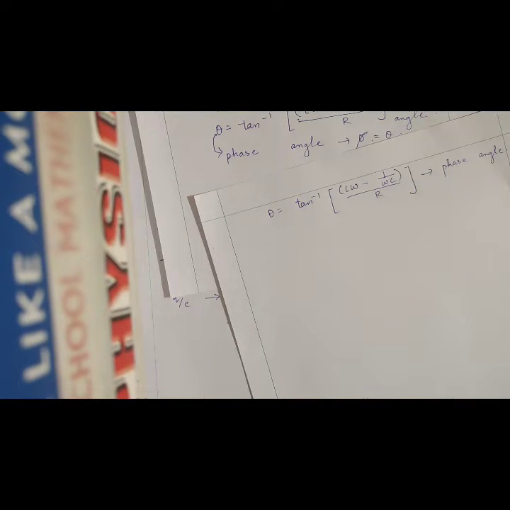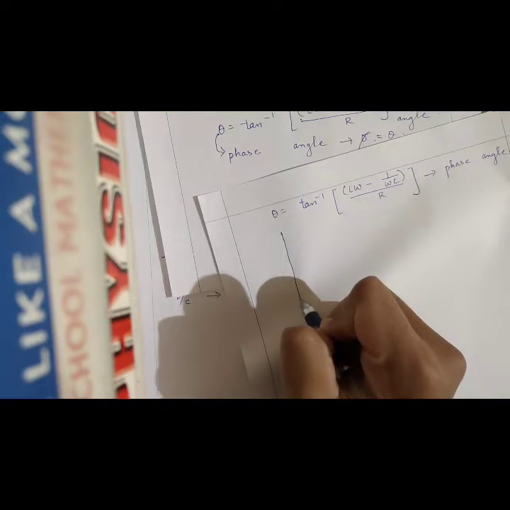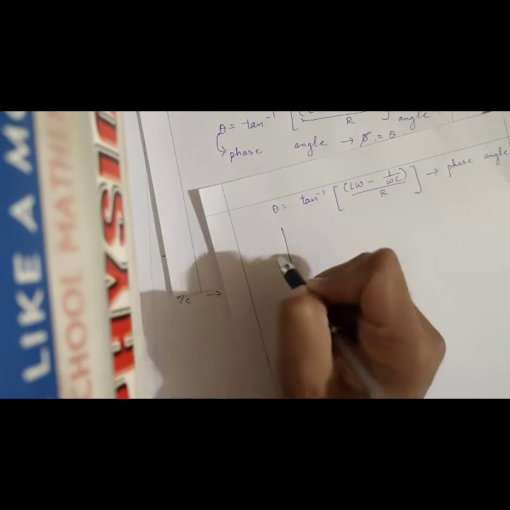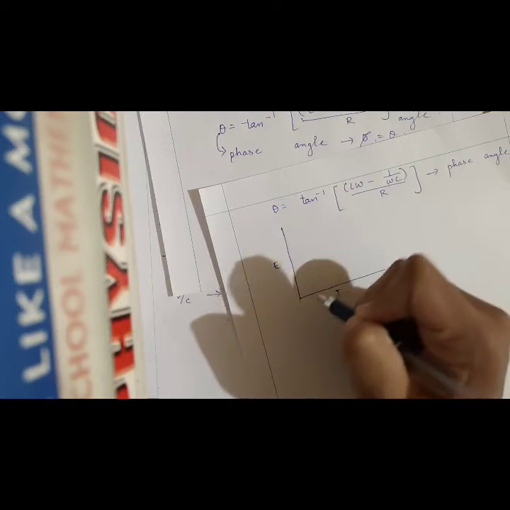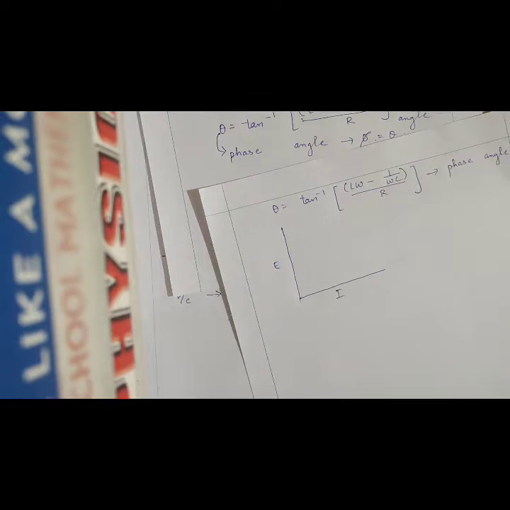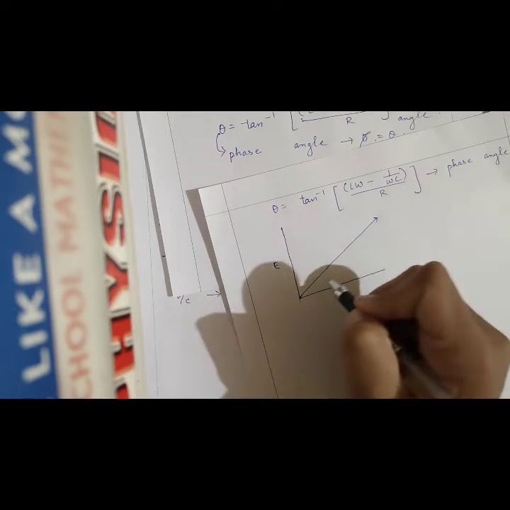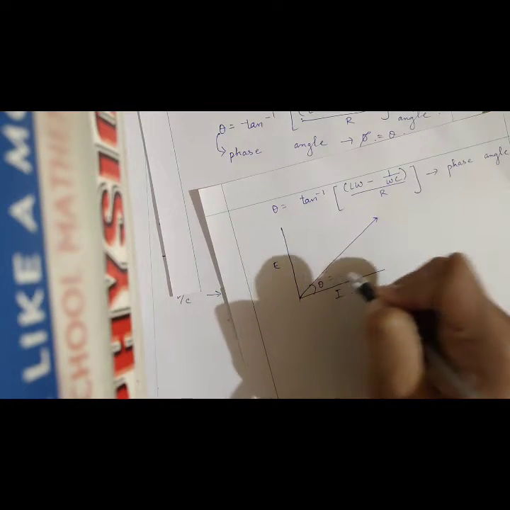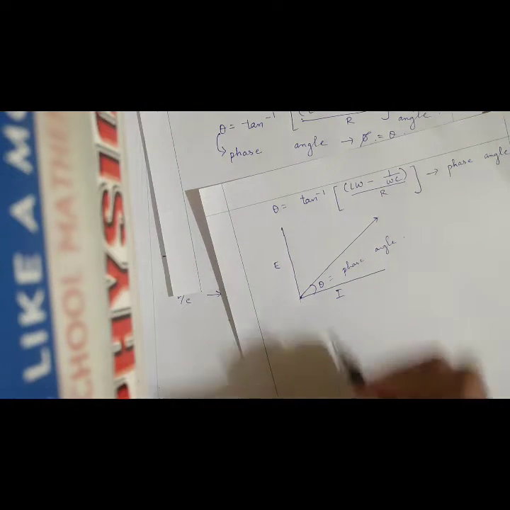If we plot a graph of EMF versus current with respect to phase angle theta or phi, whatever you can say, like this one, and if we plot the graph of impedance versus current with respect to theta, phase angle, we will find the graph as this. Theta is our phase angle. This is a very important one.